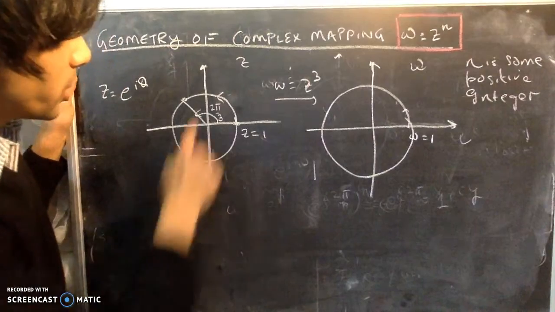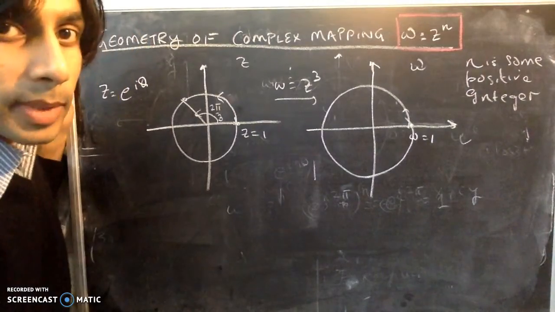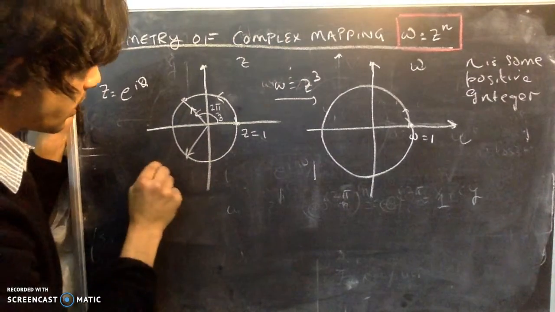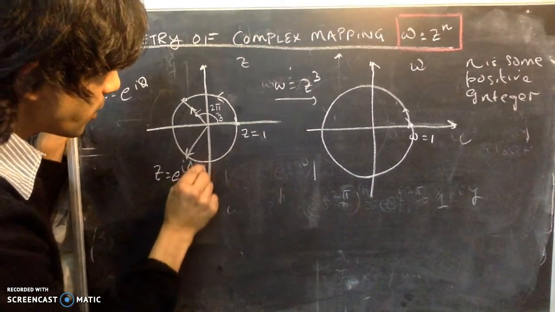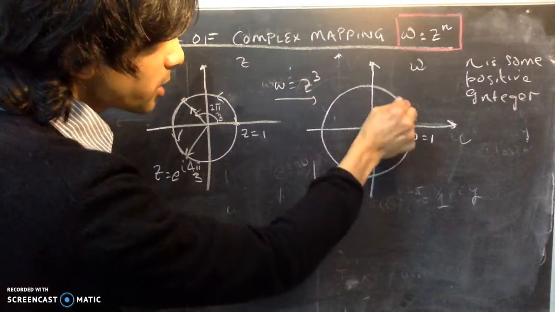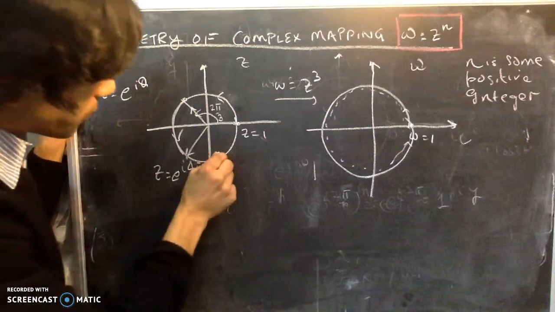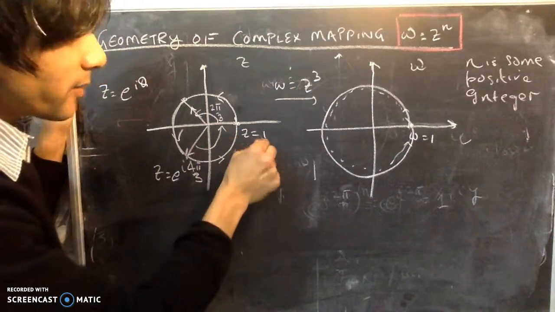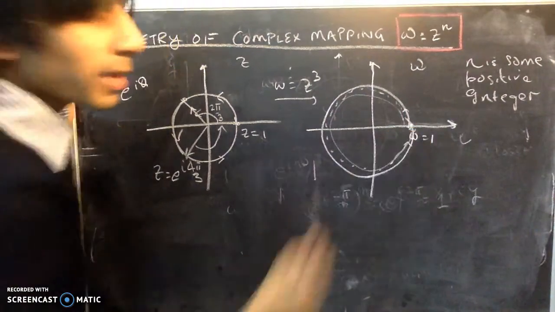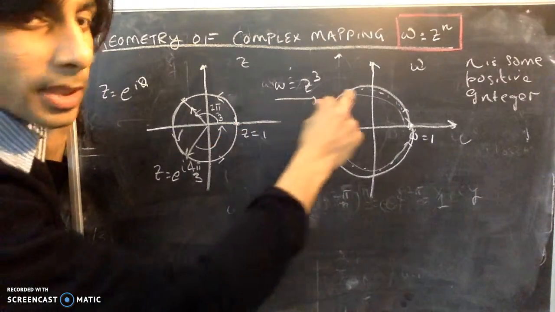So once you arrive at the point 2 pi over 3, or e to the power i 2 pi over 3, you've completed one revolution in the w plane. Now you move further and you arrive at the point z equals e to the power i 4 pi over 3. And again, by the time you complete this arc, you've completed another circle in the w plane and arrive back at the same point. And then as you move further and cover the remaining angle and arrive back at the point z equals 1, you've completed a third revolution in the w plane and arrive back at the point w equals 1. So by the time you complete one revolution in the z plane, you've completed 3 revolutions in the w plane.